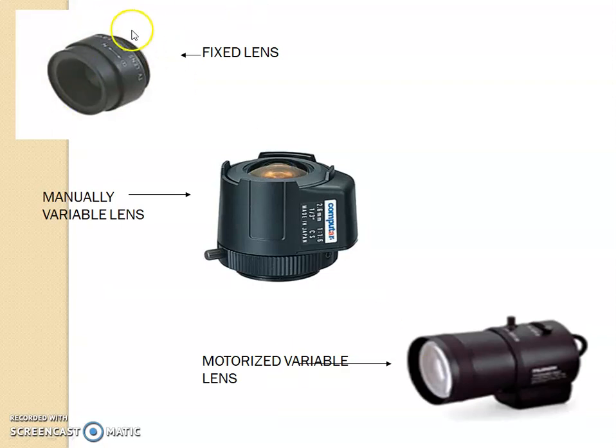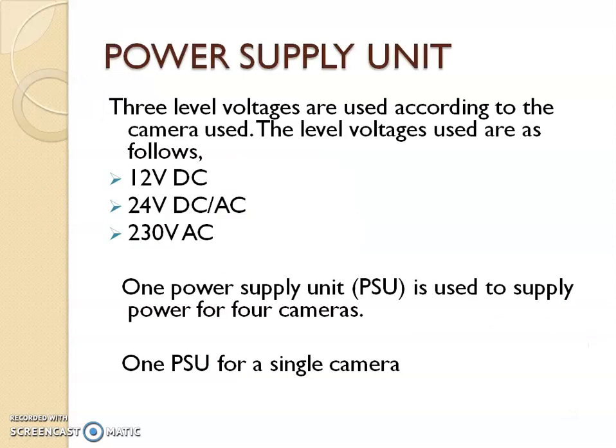So that's a fixed lens. So you can't even zoom it up. Here you can manually vary the zoom controls. Here this is motorized, which can be done remotely. You don't have to go manually and do the variation of the lens. Next is the power supply unit, PSU.